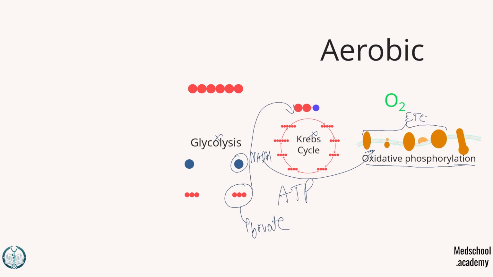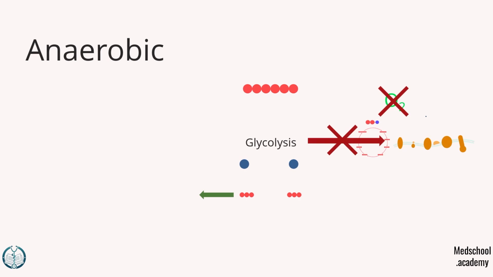But what if our cells don't have oxygen? Well, then our cells undergo something known as anaerobic glycolysis. So what exactly is anaerobic glycolysis? It's basically taking this pyruvate molecule and turning it into lactate. This right here is the lactate molecule. And it's done by the enzyme lactate dehydrogenase. And during this process, it turns this right here, remember this is NADH, back to NAD+.